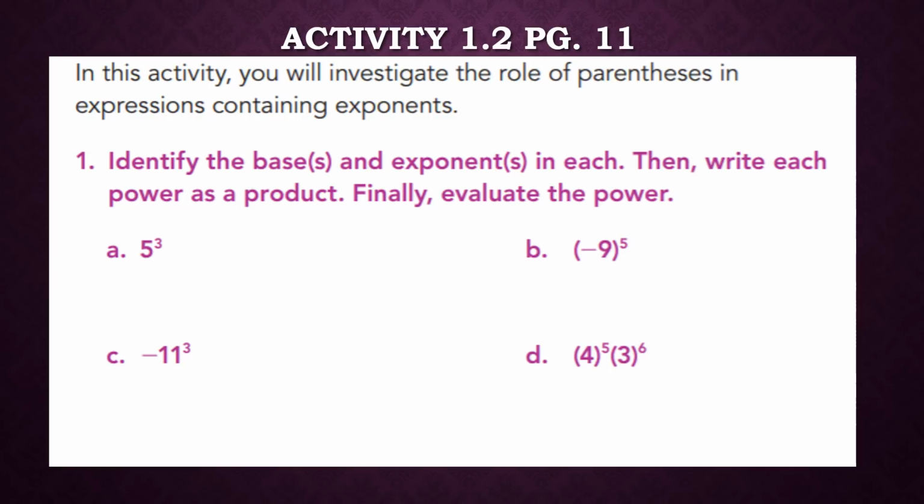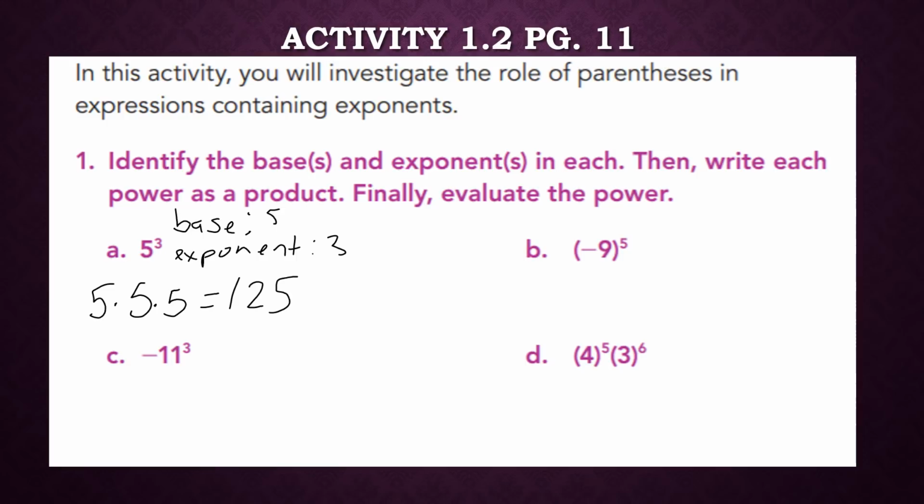So in letter A, we are going to identify our base, which is 5. Our exponent is 3. When we write the power as a product, that's our expanded form. So 5 times 5 times 5. And then evaluate the power. So what is 5 to the third, or 5 times 5 times 5? It's 125.